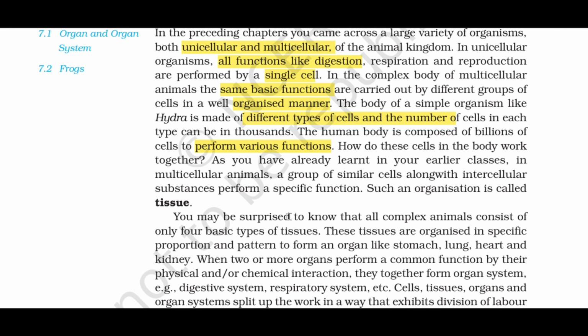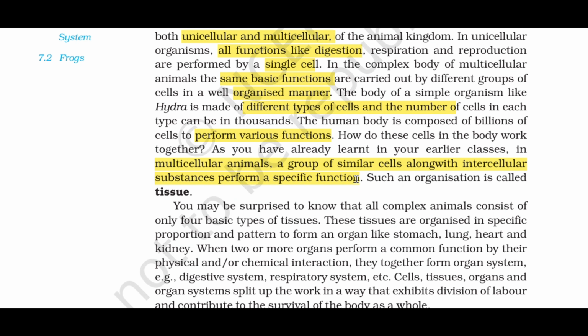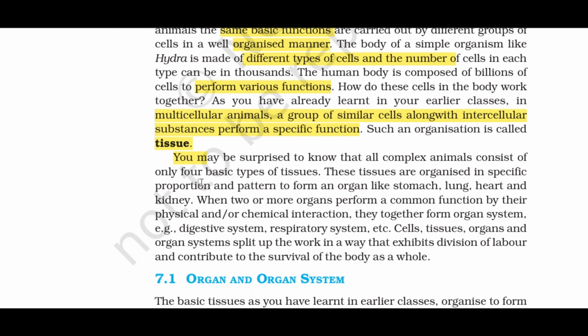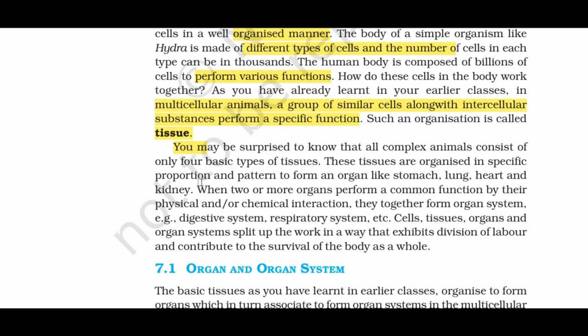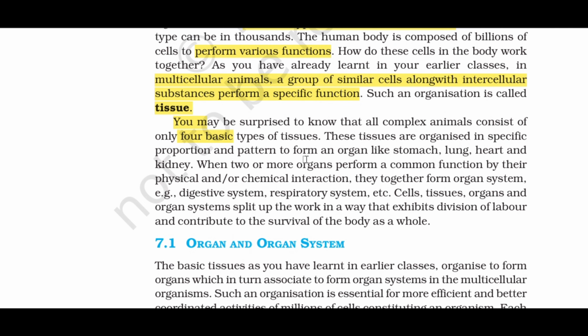As you have already learnt in your earlier classes, in multicellular animals, a group of similar cells along with intercellular substances perform a specific function. Such an organization is called tissue. You may be surprised to know that all complex animals consist of only 4 basic types of tissues. These tissues are organized in specific proportion and pattern to form an organ like stomach, lung, heart and kidney.